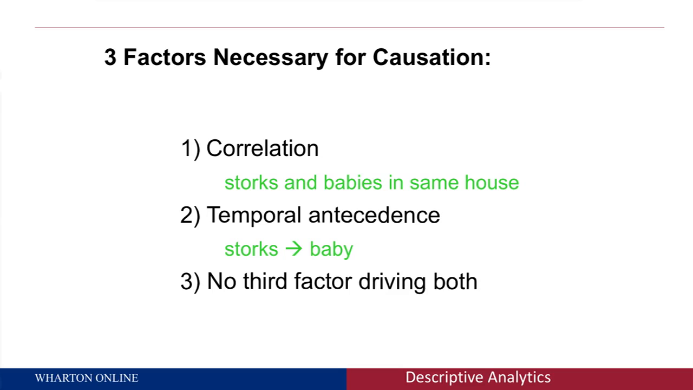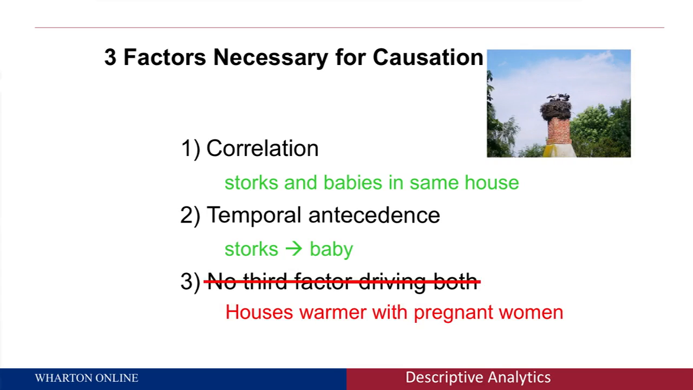What's the key question? When you start thinking about why storks are sitting in a particular house, in colder countries the answer might be because those houses are warmer. Then you start thinking about why those houses are warmer. Typically those houses might be warmer because they have pregnant women in them. In other words, there is a third factor, houses being reasonably warm, that makes the storks come in and sit on top of that house, and you see a baby coming in a few months later in that house. So it's about correlation, but definitely not about causation. That's the key difference between correlation and causation.